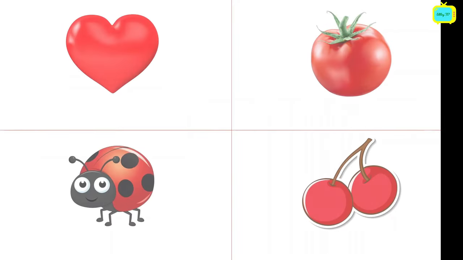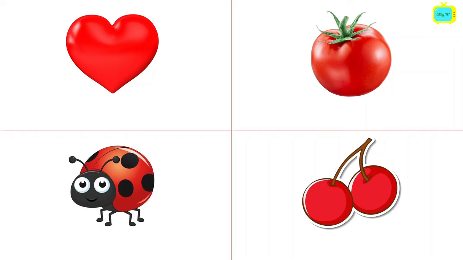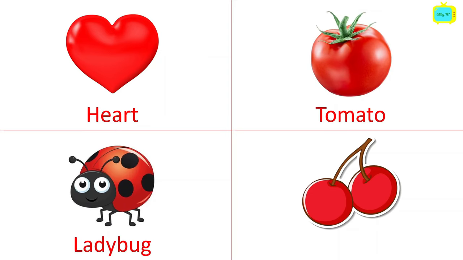So we have red. Red color. So let's see what things we have in red color. We have heart. Heart. Red heart. Tomato. Red tomato. Ladybug. Red ladybug. Cherry. Red cherry.